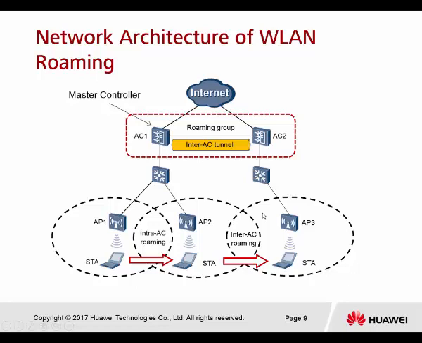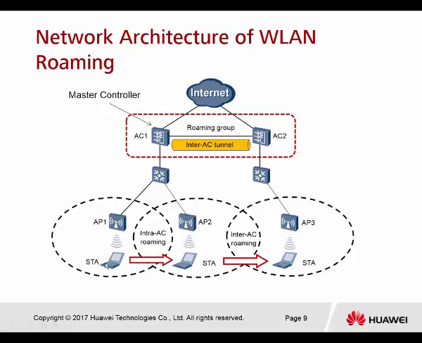Network architecture of WLAN roaming. From the figure here, you notice there are 2 ACs, AC number 1 and AC number 2. Both of them are already configured with the inter-AC tunnel. AC number 1 manages 2 APs, AP1 and AP2, and AP number 3 is managed by AC2.